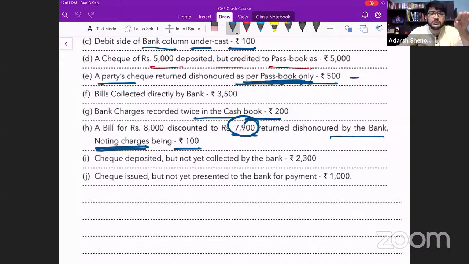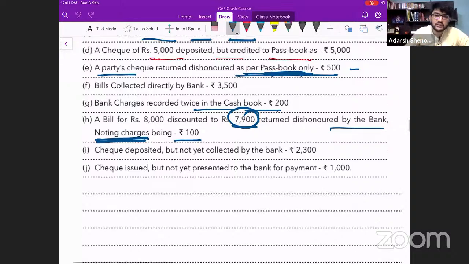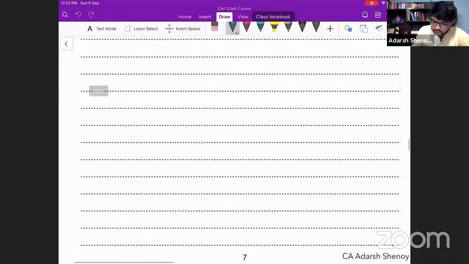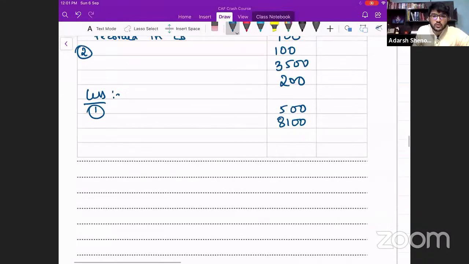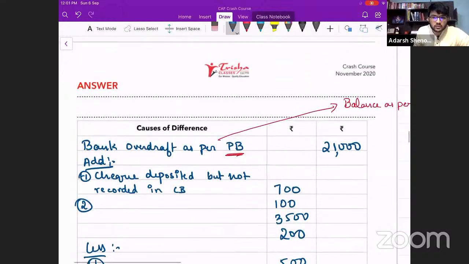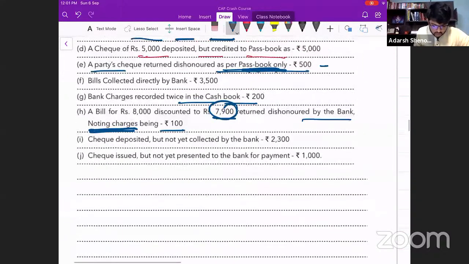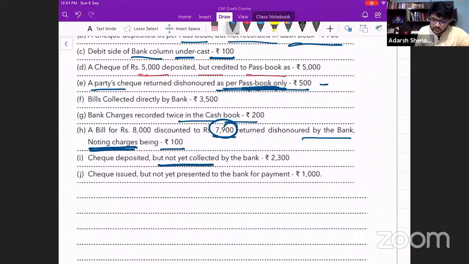Can you tell me what is the starting point in this question? Cash book is the starting point. So what should I do? I have to reduce. How much should I reduce? 8,100. Whatever the amount of difference is, that is to be reduced. Yes, correct, Shrikant. Next one, easy peasy.